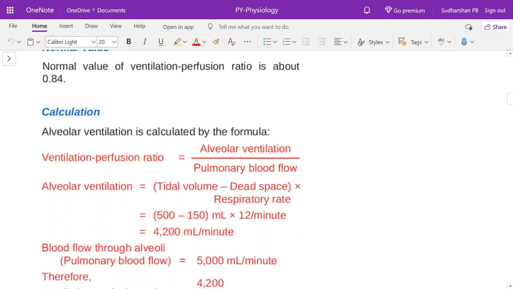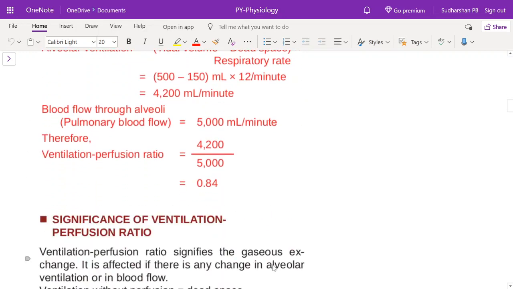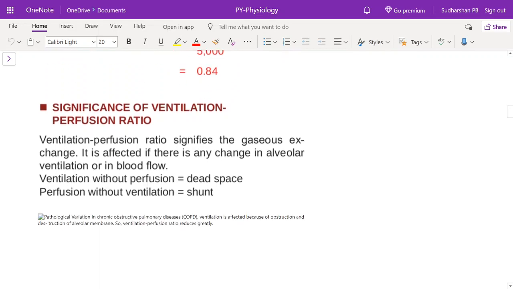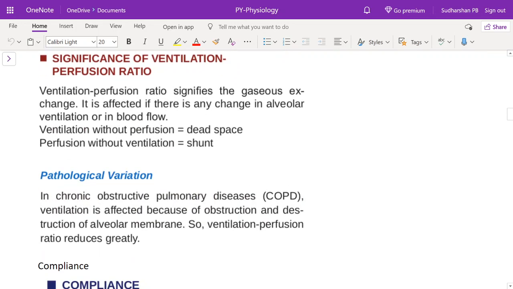0.84. And alveolar ventilation we can calculate like this: the tidal volume minus dead space into respiratory rate. As I already told you, 4200 ml per minute, and pulmonary blood flow is 5000. So divide it, you will get 0.84 roughly. What is the significance? We will see.